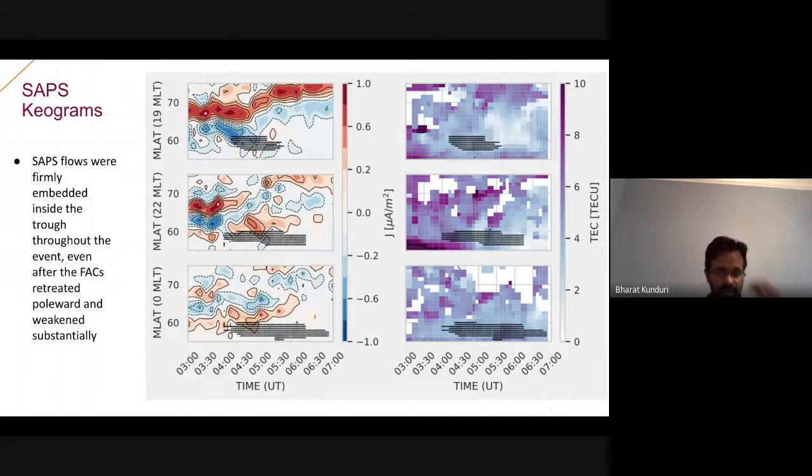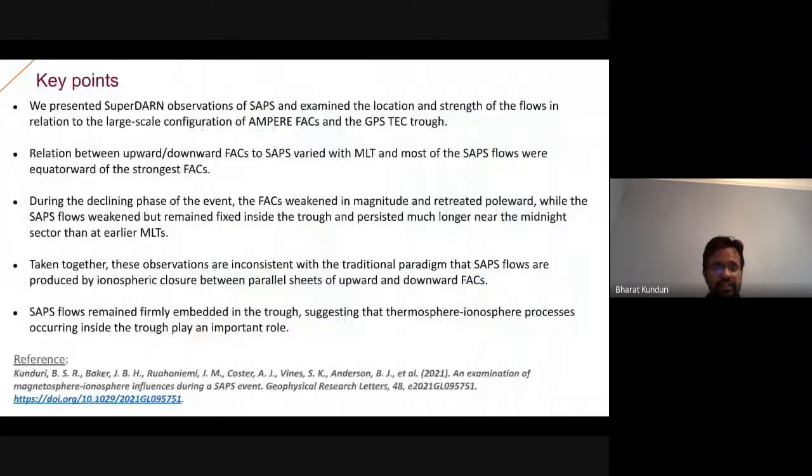So we found that this was interesting because the response of the system to a change in magnetospheric driver was not significant. It's indicating that the ionosphere-thermosphere system is probably taking over in this case.